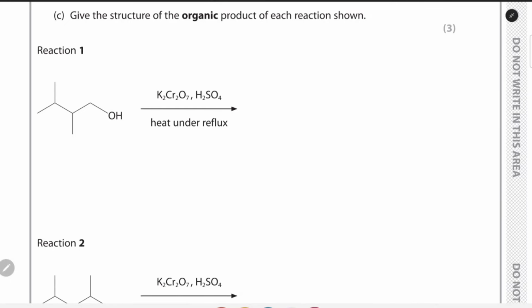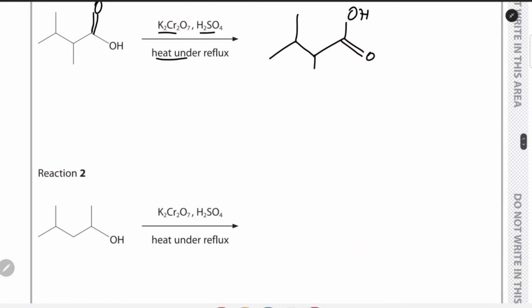Now in part C, we are given this organic product. This is an alcohol. An alcohol is being heated under reflux with potassium dichromate and sulfuric acid. If this reaction occurs, a carboxylic acid is formed. So we have an O over here, an OH here. So basically a double bonded O comes over here. Now we are heating under reflux.